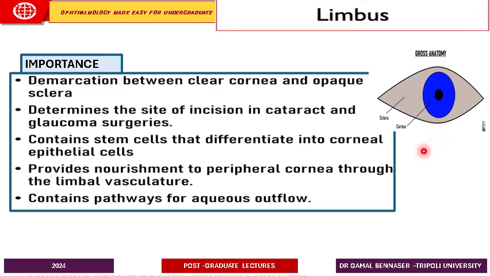So all these are important points regarding the limbus, and we should know its detailed anatomical, surgical, and histological structure.